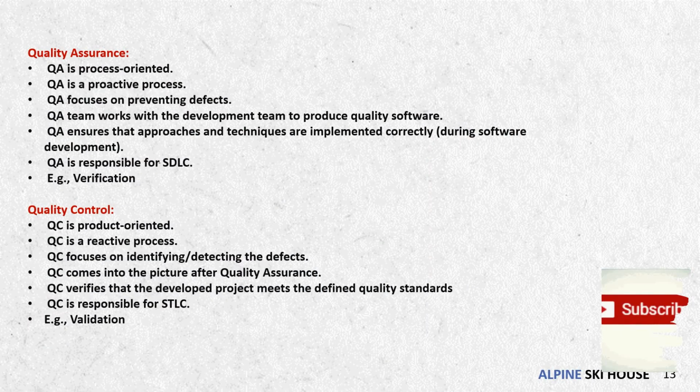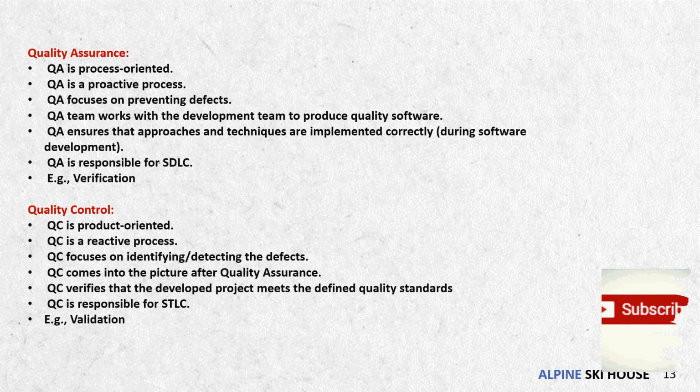We will also have this one. If you want to have a snapshot of it, you can take it. And then again, quality assurance is process oriented. QA is a proactive process. QA focuses on preventing defects. QA teams work with the development team to produce quality software. QA ensures that approaches and techniques are implemented correctly during software development. QA is responsible for SDLC, for example, verification.